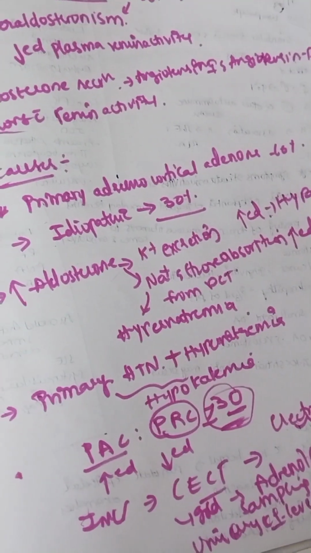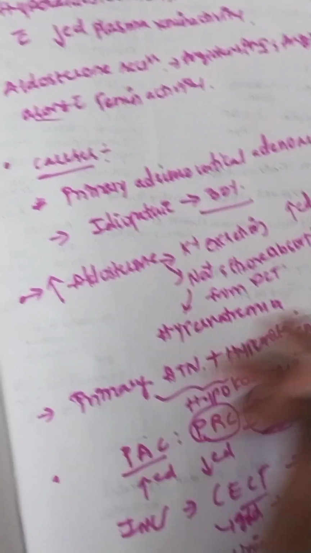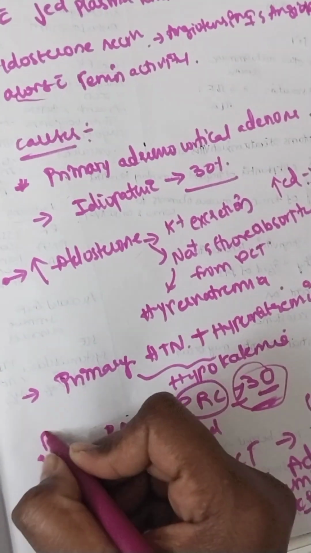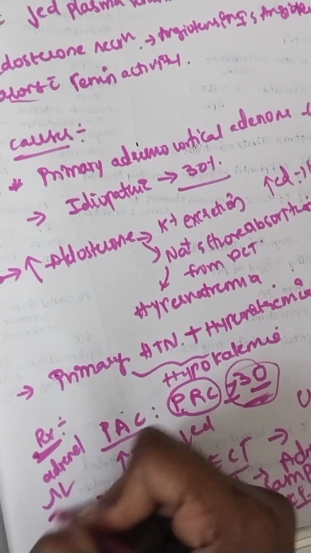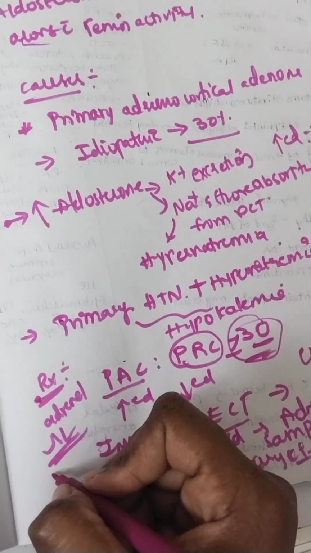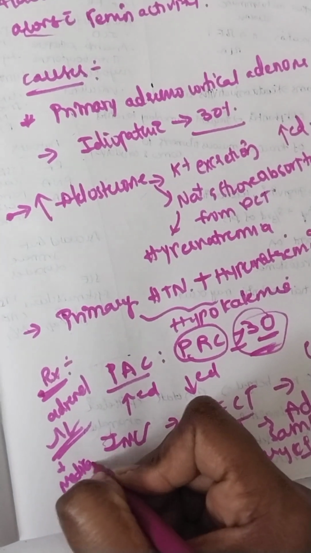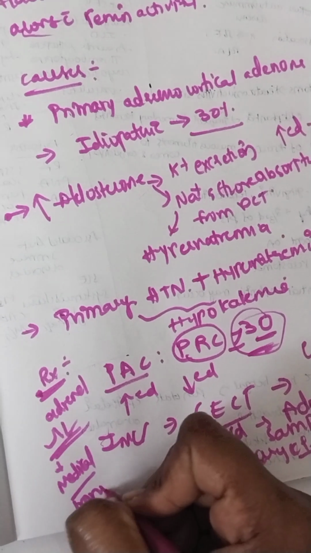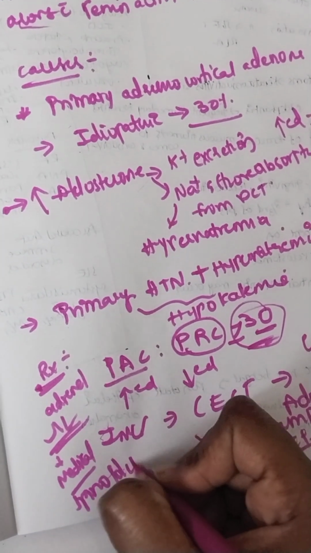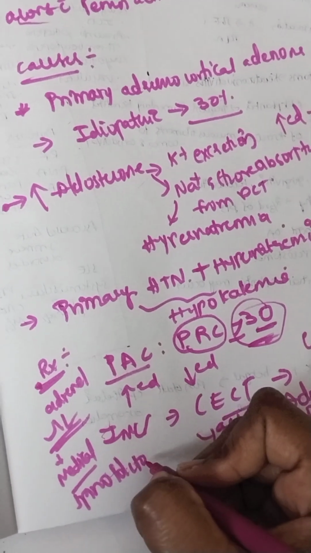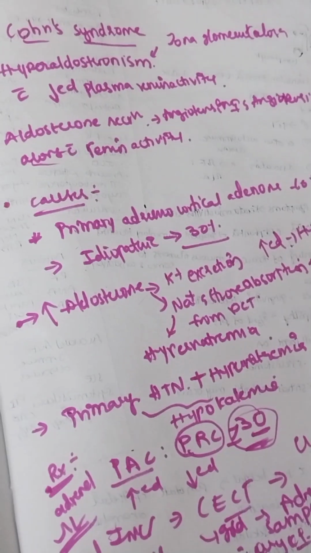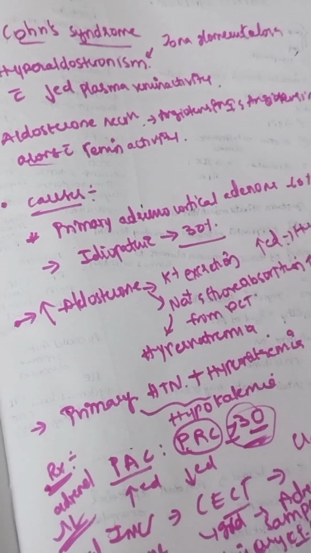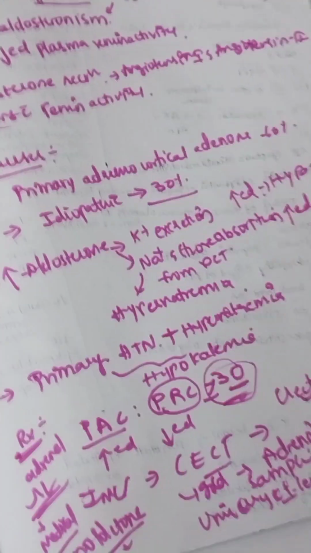This is about Conn syndrome. We had forgotten one thing, that is the treatment part. So in this, in case of any tumor, we will do adrenalectomy, unilateral or bilateral based on the condition. And medical management in case of idiopathic causes, you will give spironolactone to the patient, which is a potassium sparing diuretic.